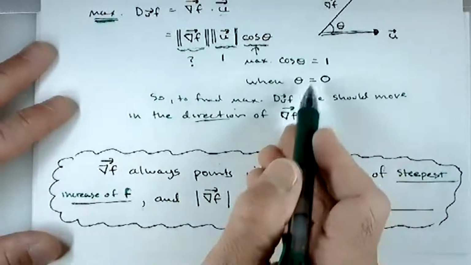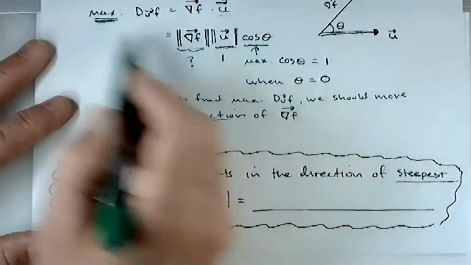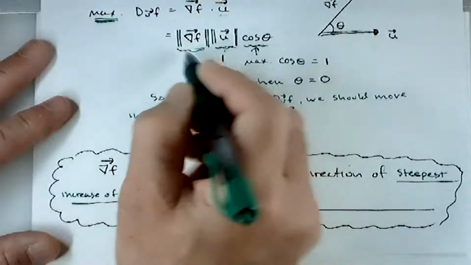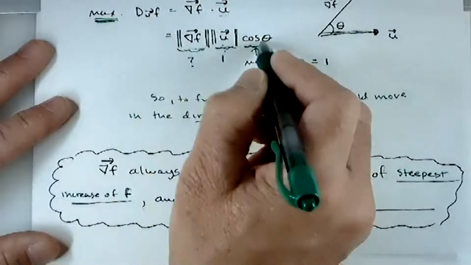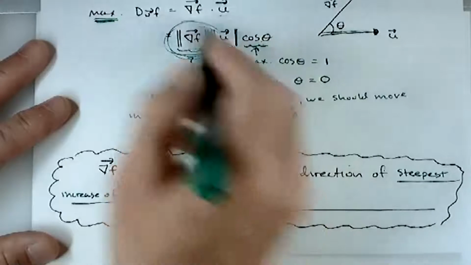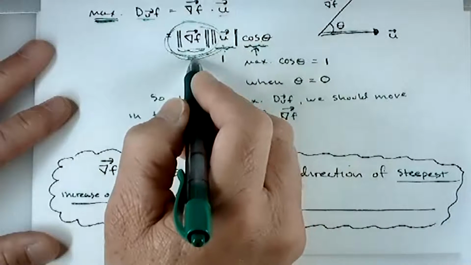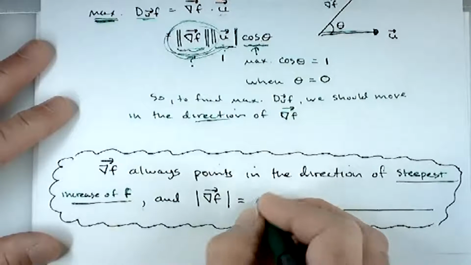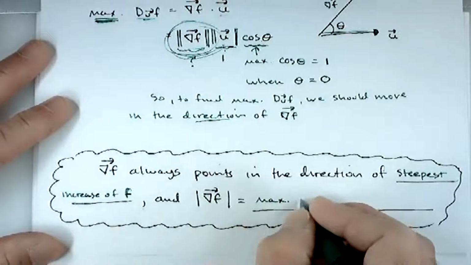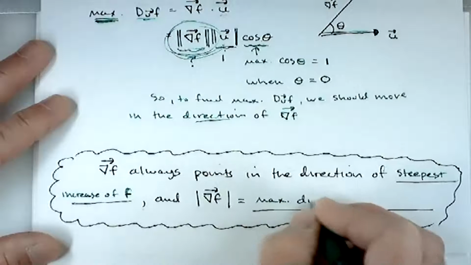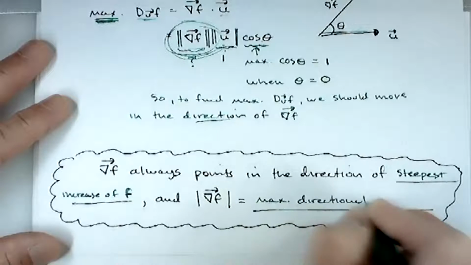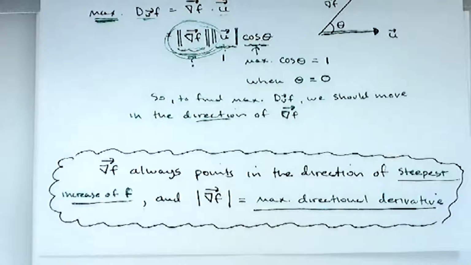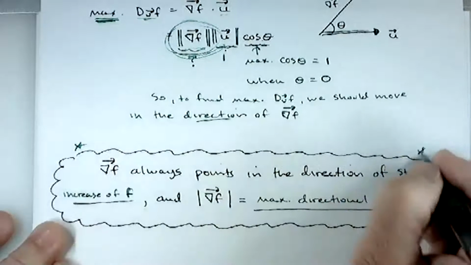Now, the other thing we learn is, okay, to get the maximum directional derivative, this is going to be 1, this is going to be 1. So what would my actual derivative be? If this is 1 and this is 1, my actual final answer here would just end up being the magnitude of the gradient. And the magnitude of the gradient literally equals my maximum directional derivative. Very, very important facts.